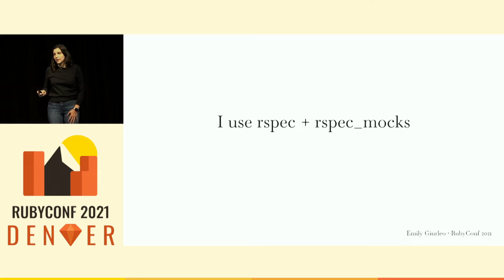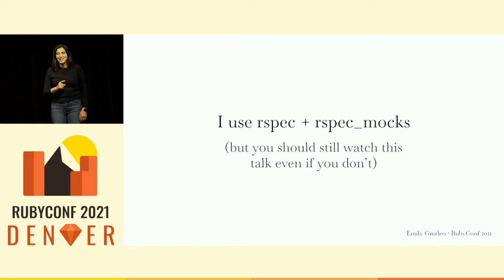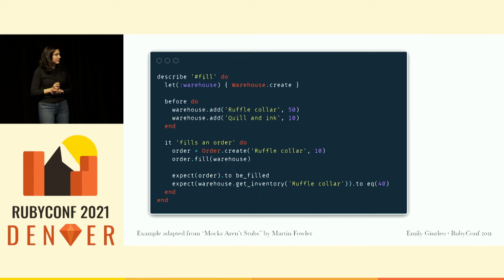I'm going to show you how I might test these objects, but before I do that, I just wanted to say, I use RSpec and RSpec mocks in my day-to-day life as a software engineer, and all of the examples in this talk will use those gems as well. But please don't get up and leave if you're a Minitest user. I think that the concepts I discuss should be relevant to any testing framework or even other coding languages. So please stick around. So back to our inventory manager.